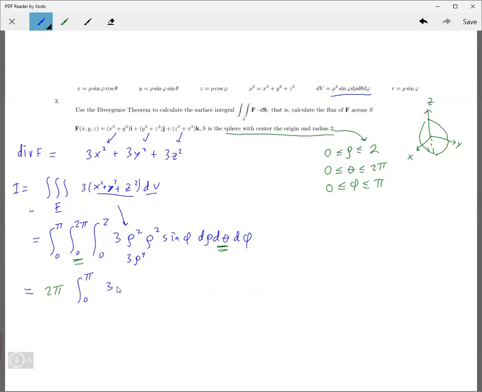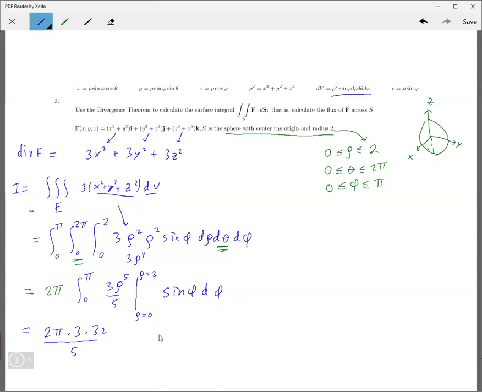3/5 rho to the power 5, and that's rho going from 0 to 2. And then there's a sine phi d phi. Okay, so if you put a 2 in here, a lot of times you might be used to putting a 1 in, but now there's a 2. So you got to put a 2 in there. 2 to the 5th is what, 32? Okay, so we're looking at 2 pi times 3 times 32 all over 5.